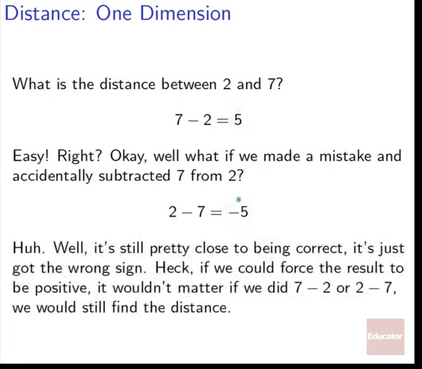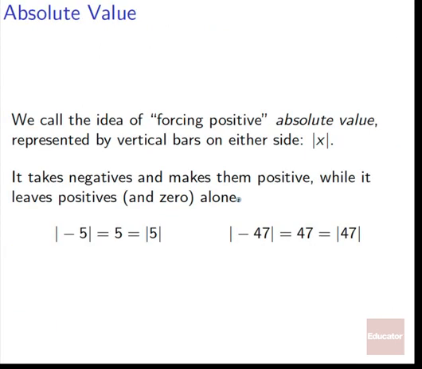So what we really want is some way of being able to force positiveness, right? 5 and -5, they're pretty close to both being the same thing. It's just one of them has the wrong sign. So if we could force it to be positive, it wouldn't matter if we did 7 - 2 or 2 - 7, because since we're forcing positive, it will always give us the same thing. We'd always find that distance, even if we put it in the wrong way. This is where the idea of absolute value comes in. We call this idea of forcing positive, making something always come out as positive, absolute value.